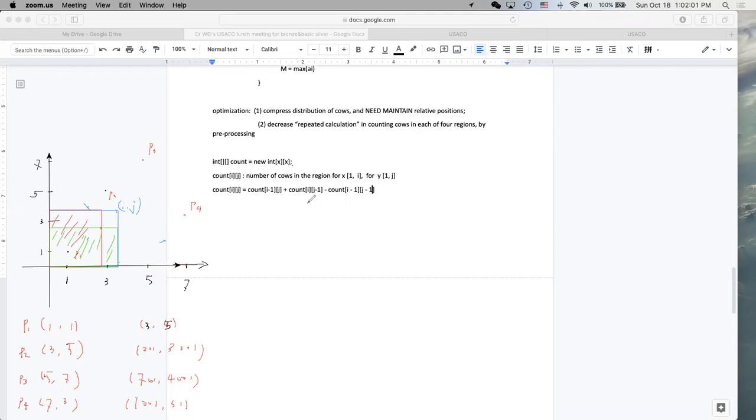And this is the answer from previously, I minus 1, j minus 1. So you want to subtract this portion. And then add this little portion, which is what? Whether or not we have a cow at I and j. If so, just add 1. So that's why you're going to use plus equal instead of equal. Or just write this: plus count I and j.